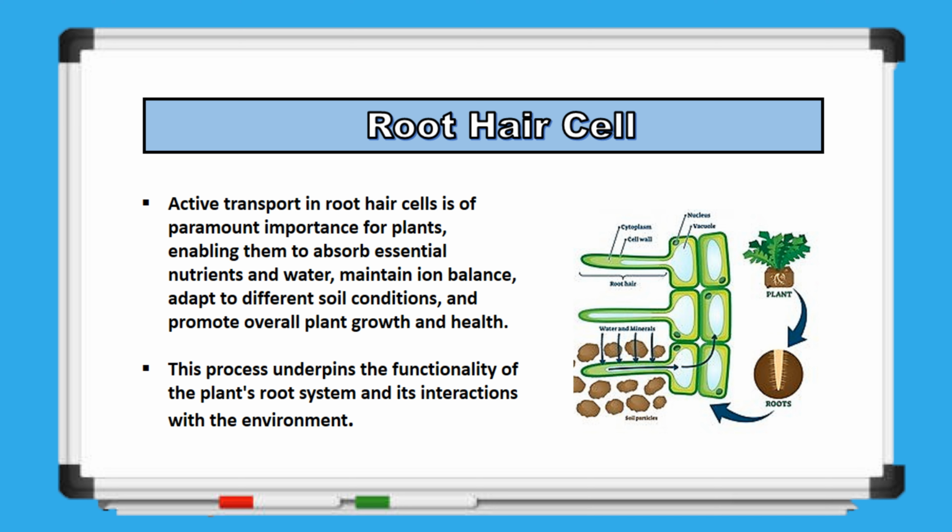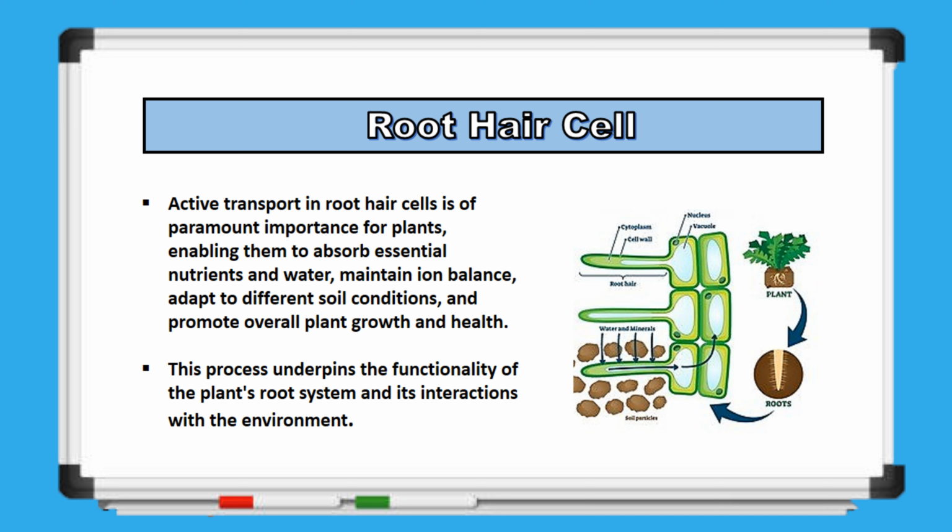Maintaining this ion balance is crucial for various cellular functions, including enzyme activation, protein synthesis, and overall plant metabolism. Moreover, active transport helps plants adapt to different soil conditions by regulating nutrient uptake based on availability. In nutrient-deficient soils, this process becomes even more critical, as passive diffusion alone would not be sufficient for survival. The efficiency of active transport directly impacts plant health, supporting root development, cell function, and overall growth. Without active transport, plants would struggle to acquire necessary nutrients, leading to stunted growth and poor development.